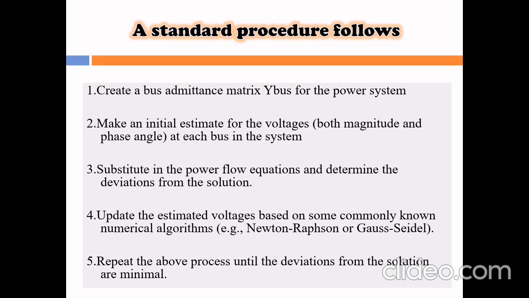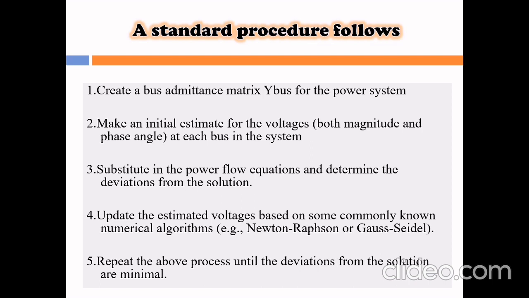Then second, make an initial estimate of the voltages, both magnitude and angle, at each bus of the system. Normally an expert, or a person who has more exposure to the problems, can do this effectively. You should have some initial guess, that's what we call the initial guess. You should be able to guess the initial values properly. If your initial values are effective, you can get convergence quickly. You can get the solution fast.